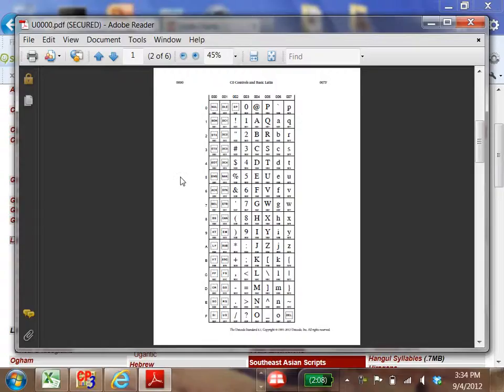Unicode is 16 binary bits. Each character is 16 binary bits. So in Unicode, if you wanted a capital A here, it's 1004. I'll read that or not. So capital A in Unicode is 1004. It's 1004 in hexadecimal.